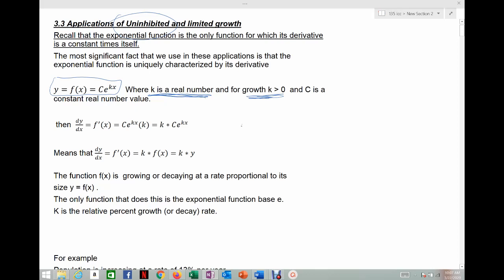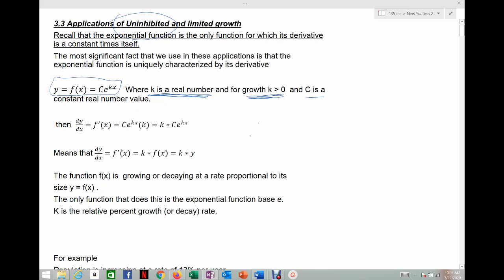And it has to do with the growth constant. If you remember from algebra, if you've taken an algebra class, or sometimes science classes, they talk about it as well. That k is, again, the growth constant. And we'll talk about that in a second in more detail. C is also a constant, a real number value.